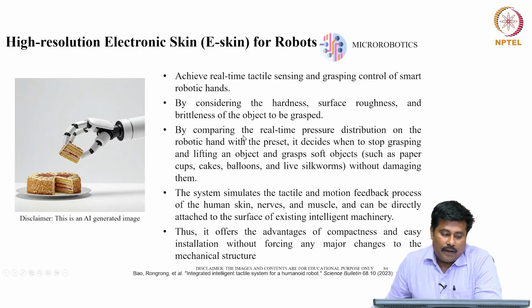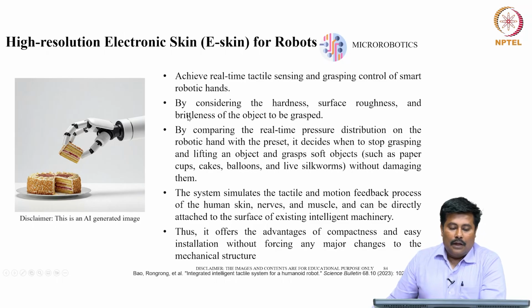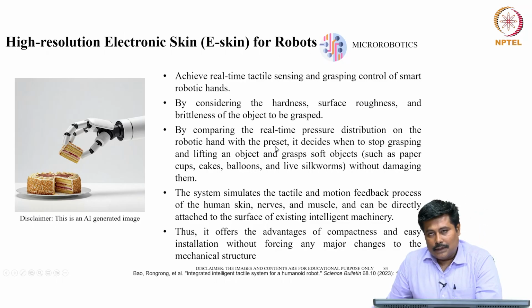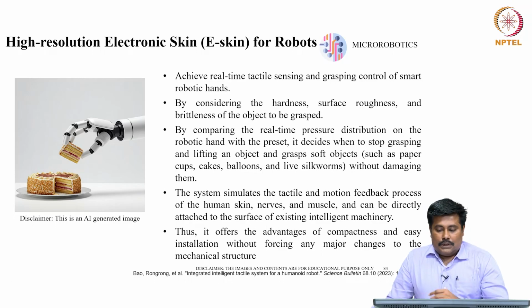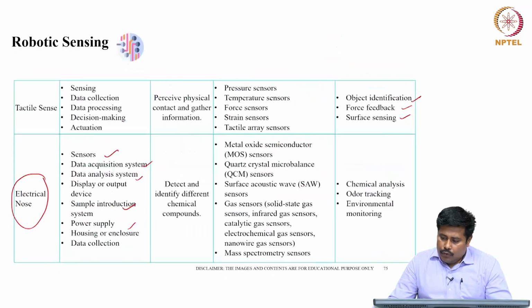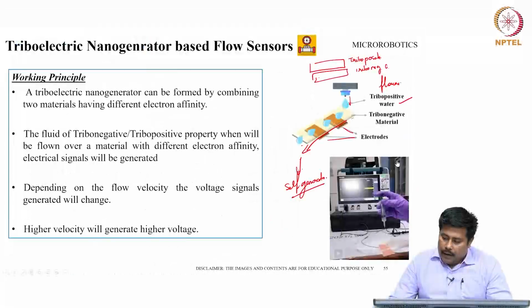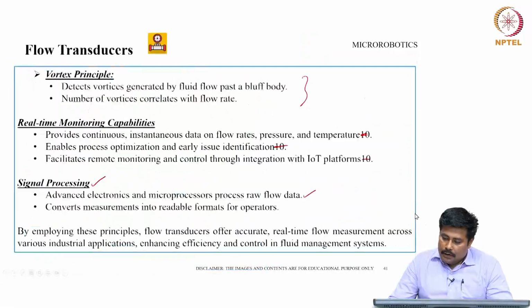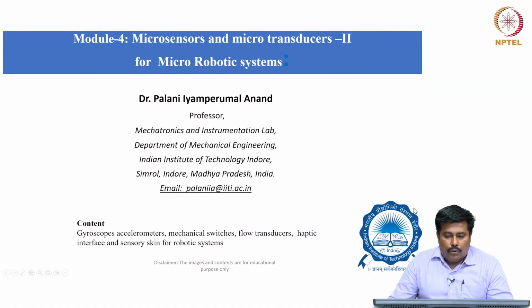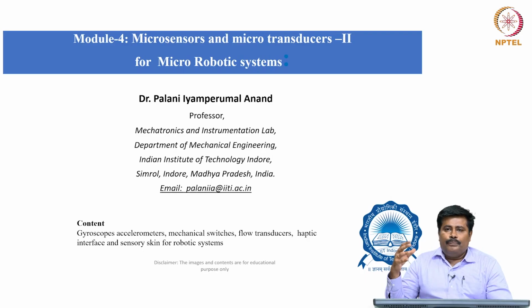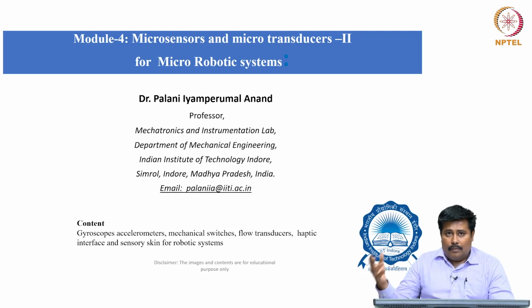So these are some of the high resolution electronic skin based systems which are being deployed for a robotic application. Just to summarize, the main objective of this particular module is to understand the impact of the microsensors and the microtransducers, at a high level, more focusing on the acquisition and manipulation related systems.